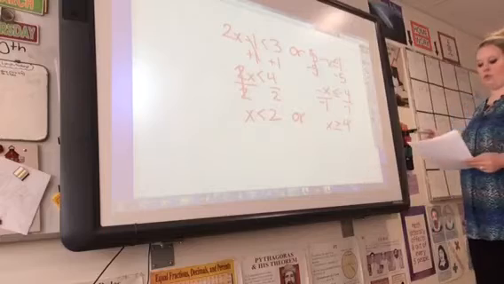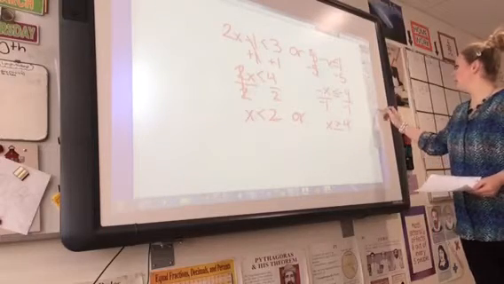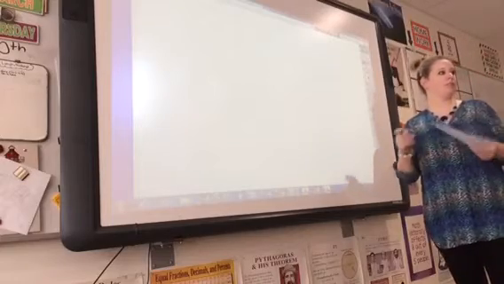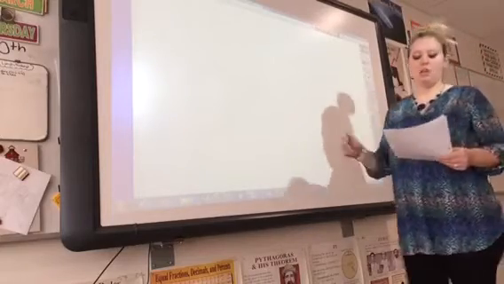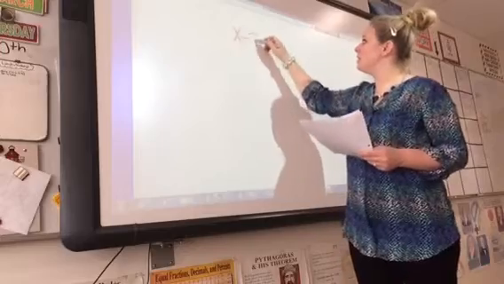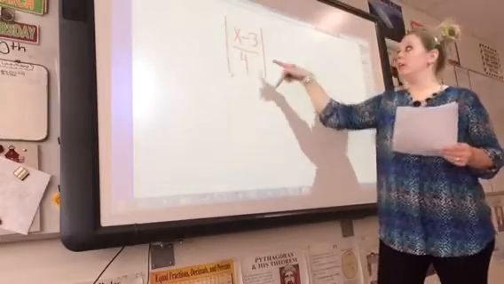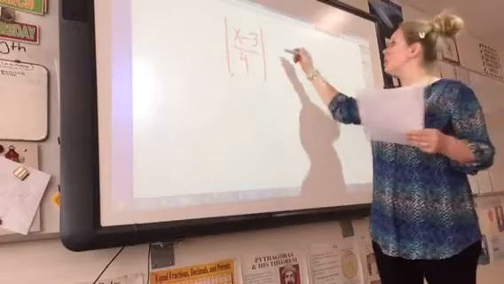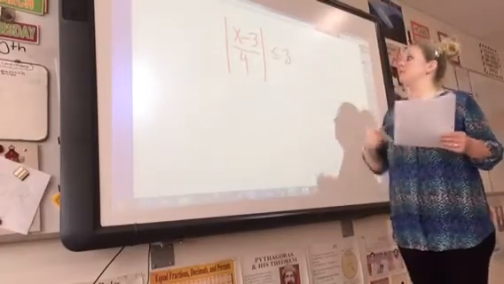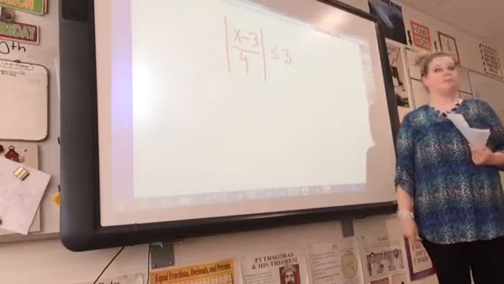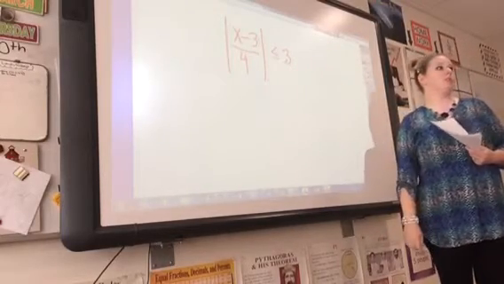All right, number 3. Oh, this one I have. Now this is absolute value. This is where you have to do flipping of the symbol and negatives, like Anu was saying. So you have the absolute value of x minus 3 over 4. When you see these symbols here, that means I need to solve it and have 2 answers. So the first one I solve is just like this.